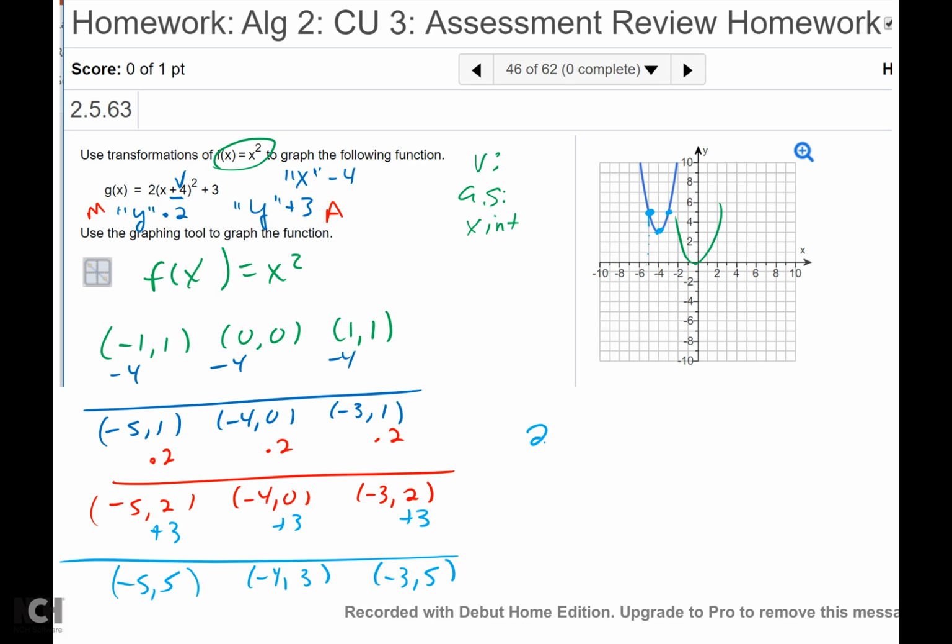Right? But again, could you have just as easily said, there's my vertex. My vertex is going to be at negative 4, 3. Sure enough, it is. And then you could get your axis, and you could get some x-intercepts, which you'd find out there are none, which means you just sketch it up anyway.